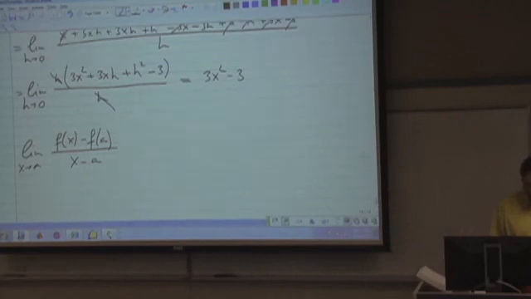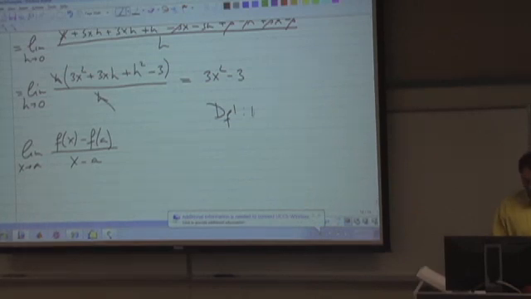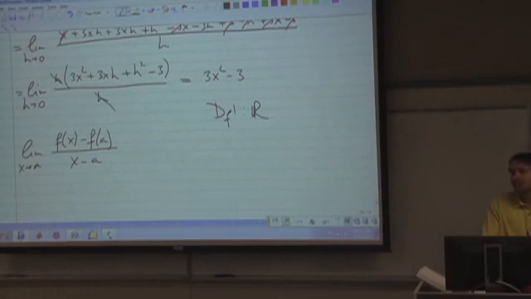Alright, so what is the domain of f prime? Well, it's a second degree equation, right? So we have the same domain, everything. Make sense?